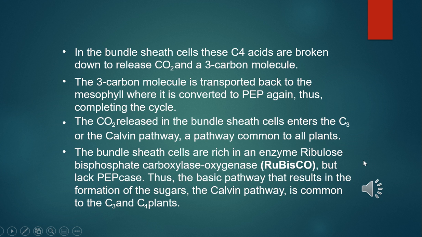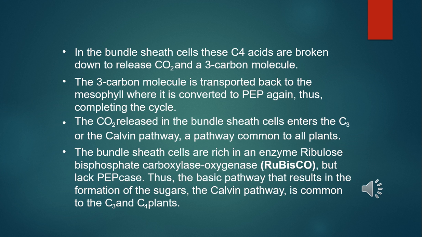In the bundle sheath cells, these C4 acids are broken down to release carbon dioxide and a 3 carbon molecule. The 3 carbon molecule is transported back to the mesophyll where it is converted to phosphoenol pyruvate again, thus completing the cycle. The carbon dioxide released in the bundle sheath cells enters the C3 or Calvin pathway, a pathway common for all plants.